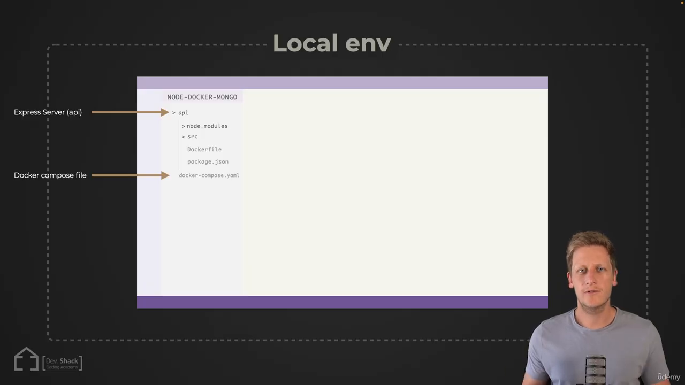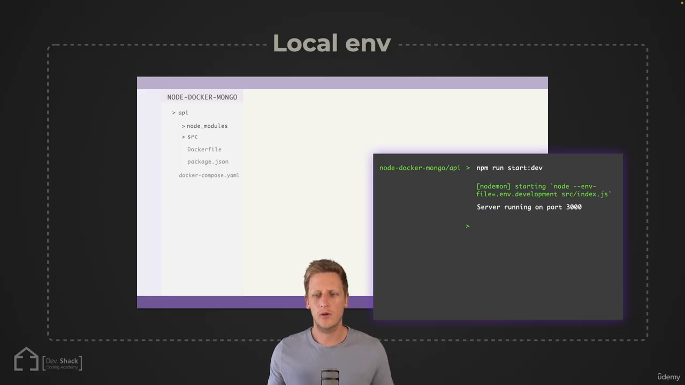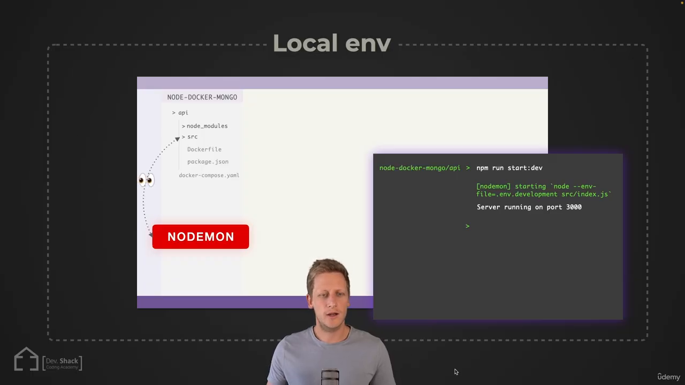Before Docker was ever involved in our configuration, we would run our server just through the terminal by using the standard node command, which we set up in our npm scripts. When we ran npm start dev, which we linked up with nodemon, we had our server listening on port 3000 and nodemon was then listening for changes. So nodemon was this npm package that we installed in our project.